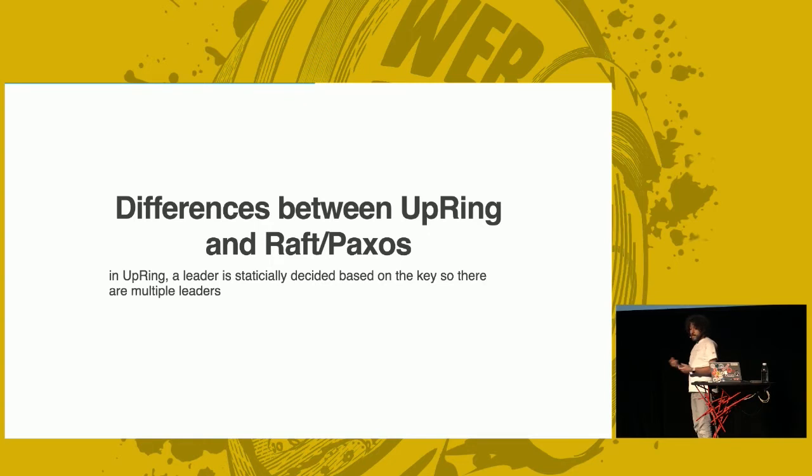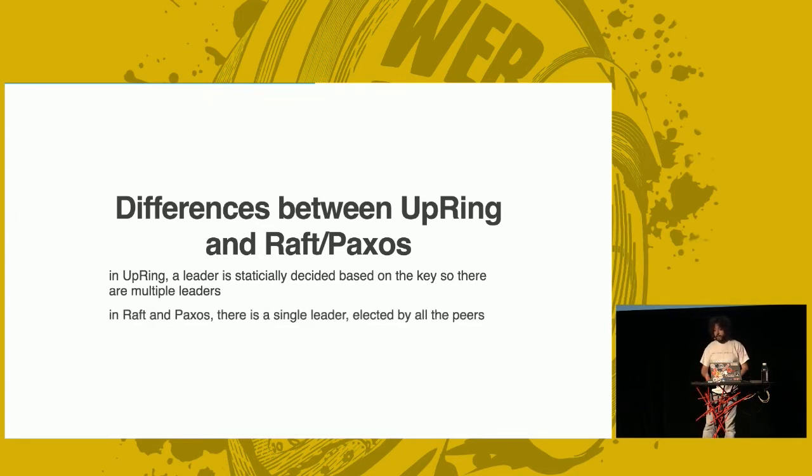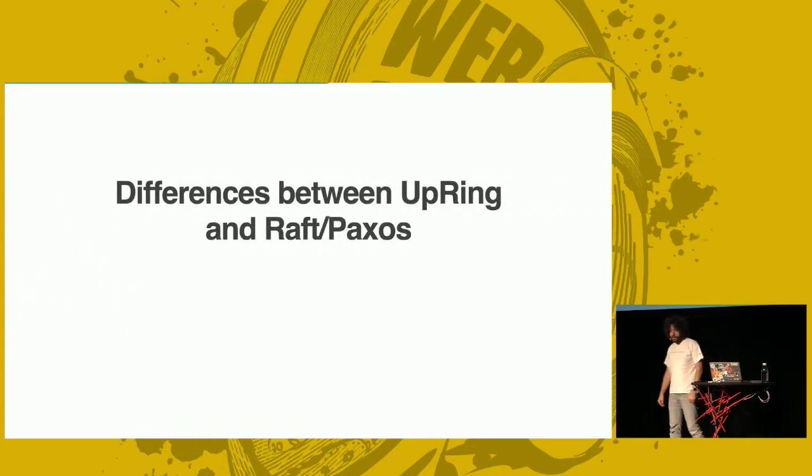So in UpRing, a leader is basically decided statically based on which other peers are in the system, while in Raft and Paxos, there is a single elected leader. They connect together. How many of you have used etcd or Consul? Same people, probably. That's what they use internally, OK?